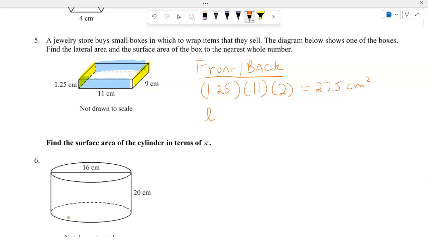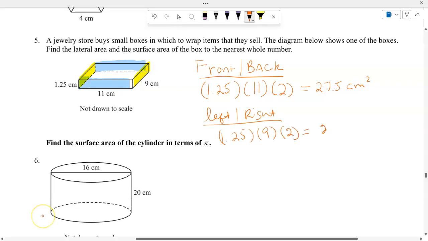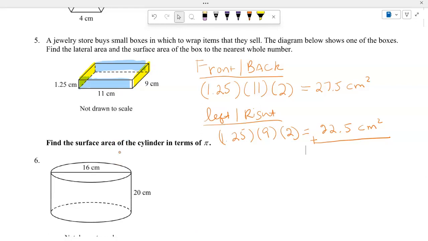And then I'm going to find the left and the right, which is going to be 1.25 times 9. That's the length and that's the width. And since there's a left and right, it's going to be times 2. So that's 22.5 square centimeters. The left and the right, the front and the back, that's your lateral area. So you're going to add these two: 22.5 plus 27.5, and your lateral area is going to be 50 square centimeters.